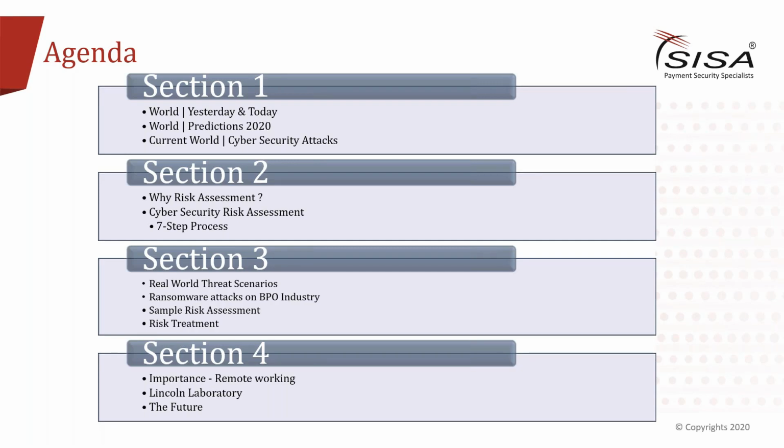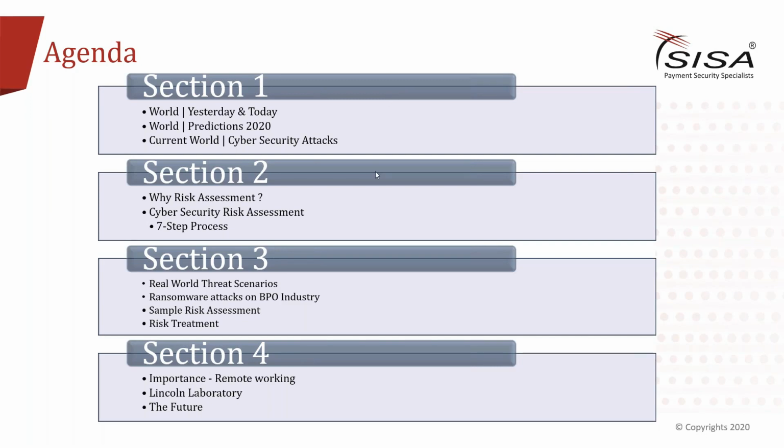So, keeping that perspective in mind, we have drafted this webinar into four sections. First of all, we'll be discussing what the threats and critical vulnerabilities in the world are, which were there yesterday and which are still there today as well. Then a few predictions that have come from top-notch cybersecurity organizations, and of course a few cybersecurity attacks which are the most prevalent right now in the market, especially during this pandemic situation.